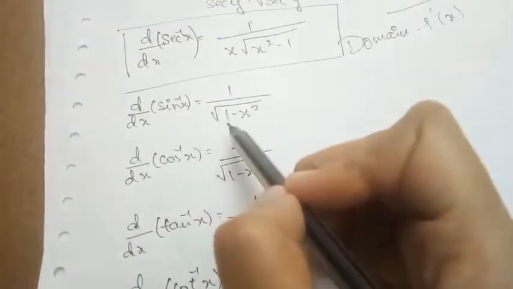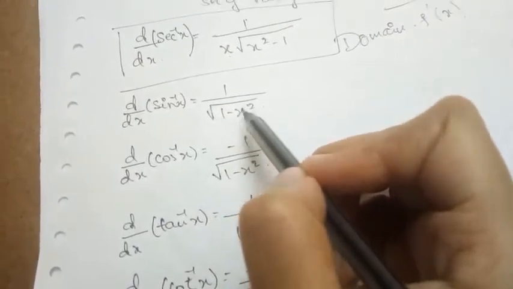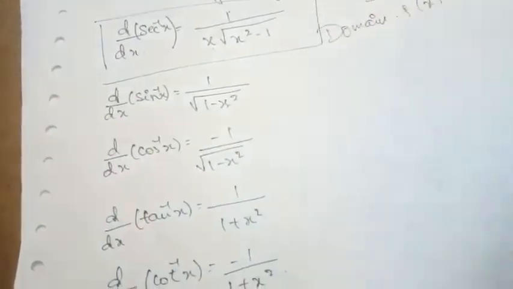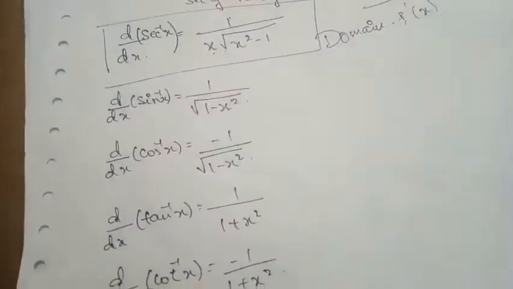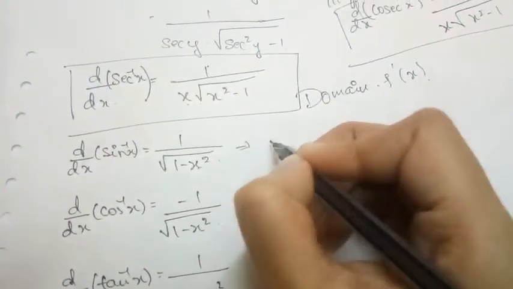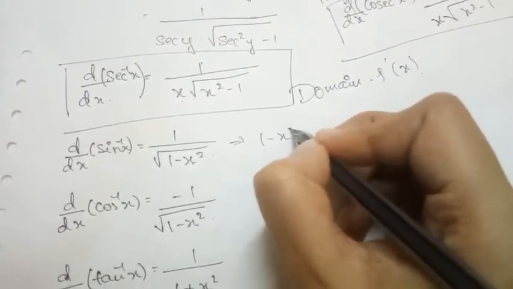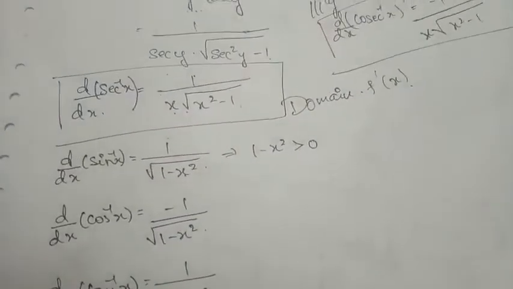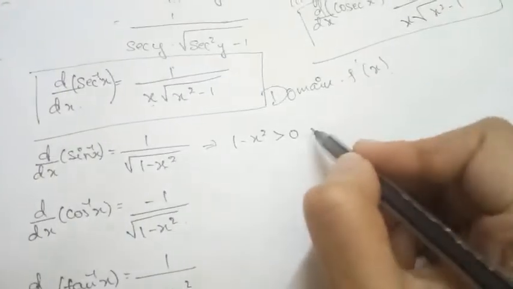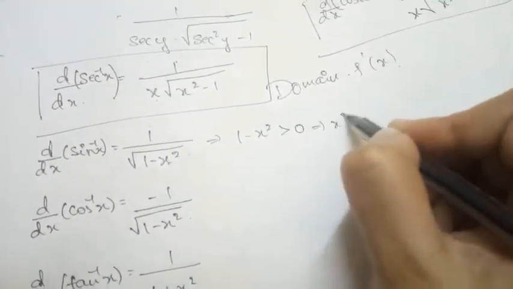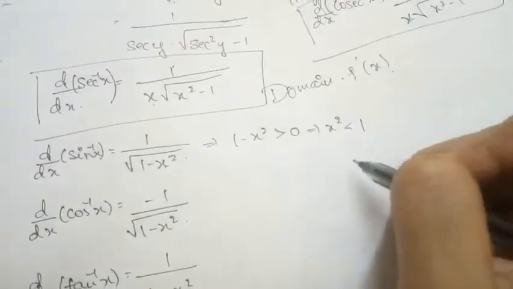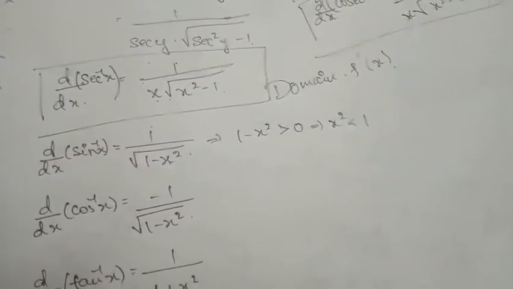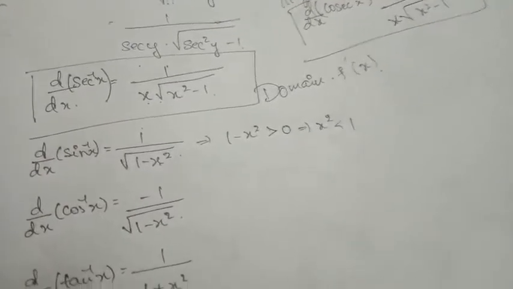Since the denominator should not be equal to 0, clearly 1 minus x square should be greater than 0. So the domain means 1 minus x square should be greater than 0. It cannot even be greater than or equal to 0; it should be strictly greater than 0. What does that imply? x square is less than 1, because with a negative inequality the sign changes, which you have already learnt in class 11.